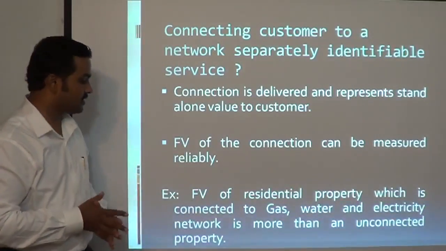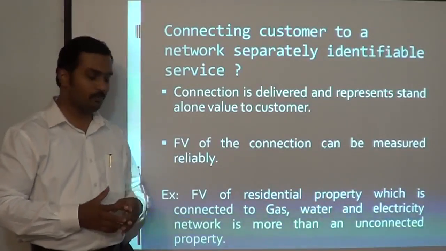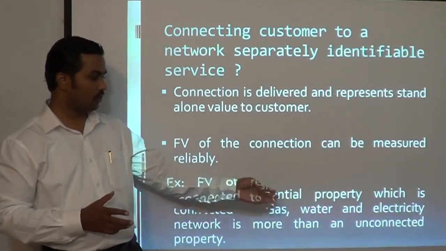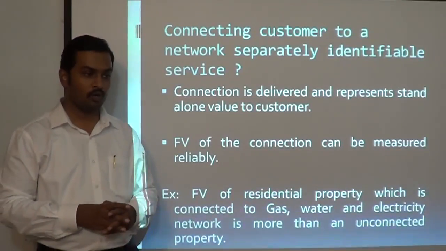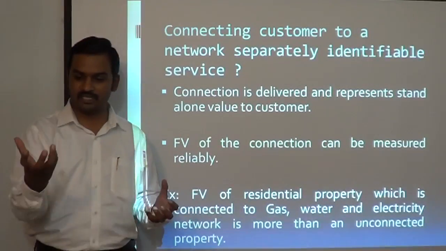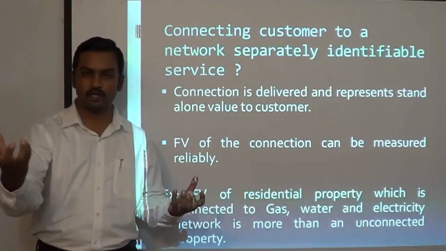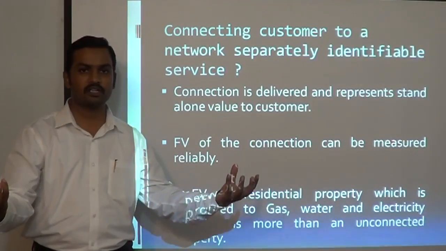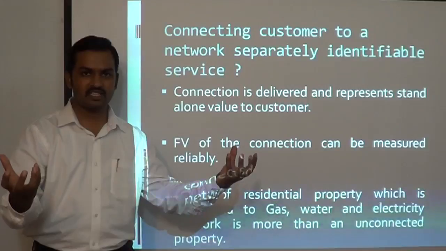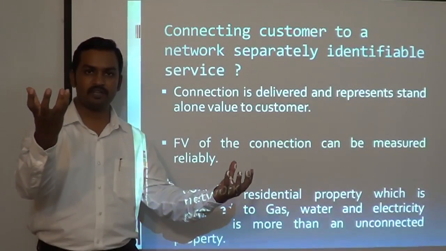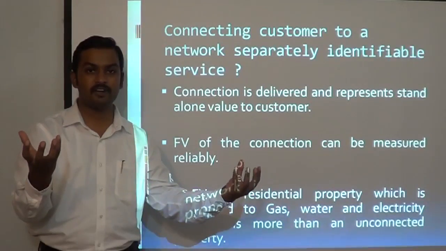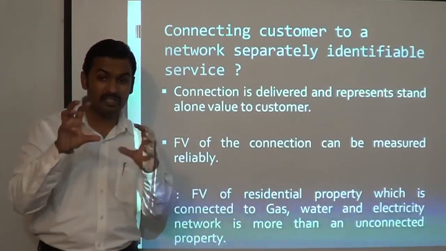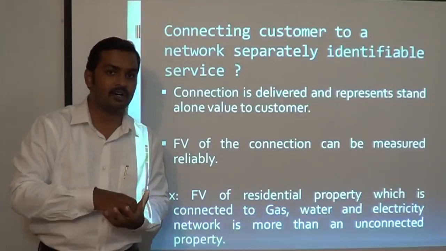Now, an example you can see here. Fair value of a residential property which is connected to gas, water or electricity network is more than unconnected property. So when you do some research, you find out that there is a property which is connected to gas, electricity and water supply, and there is a property which is not connected to any of these networks. In such cases, you will definitely find that the fair value of the connected property would be higher than the fair value of the property which is not connected to any one of them. That means this connectivity itself has some value.